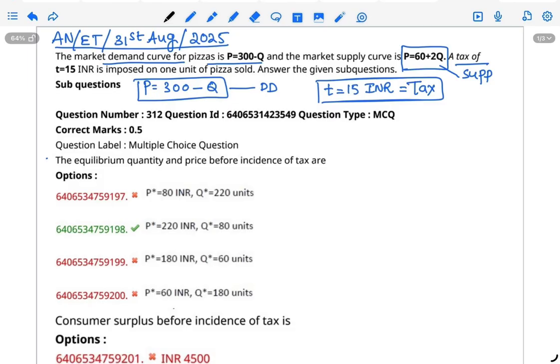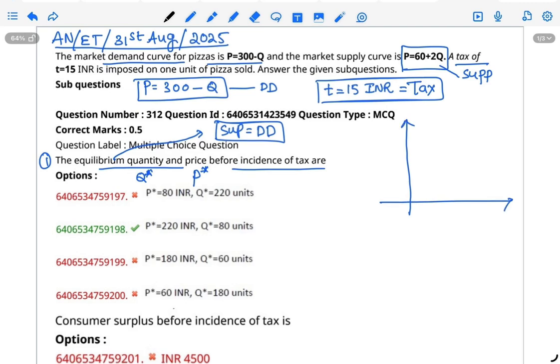The first question: the equilibrium quantity Q star and the equilibrium price P star before the incidence of tax are? How do we find the equilibrium quantities? When supply equals demand, both are equal, and you have to find P and Q. Here is quantity Q on the x-axis and price on the y-axis, in the downward direction. P equals 300 minus Q.